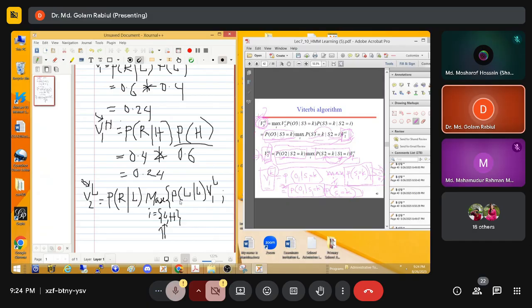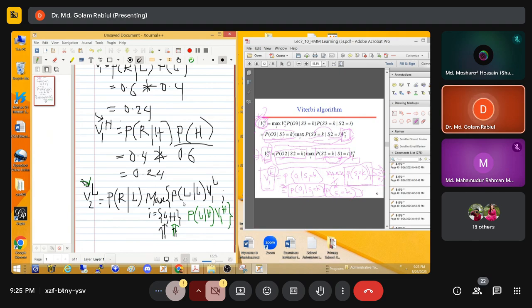Now we also have to consider I equal H. Okay, I equal H. Then it will be the probability of state 2 equal K, given state 1 equal I. K equal L. So this time we can consider I equal H. So here is H times V1 I, where I is H.